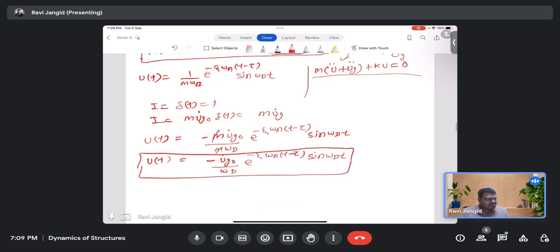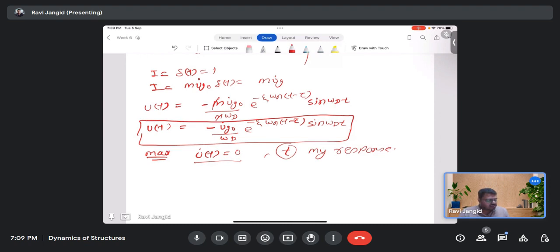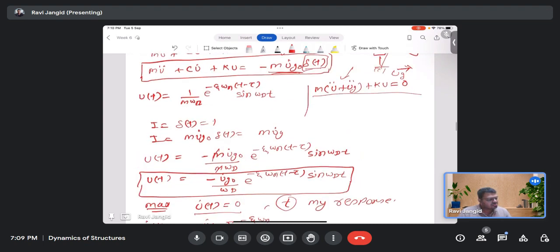To find out the maximum response, my u dot t would be 0. So I can find out at what t my maximum response occurs. If I do u dot t on this one, I am getting ug naught dot over omega d into e raised to power minus xi omega n. Actually, this you can replace with t, not the tau, directly.